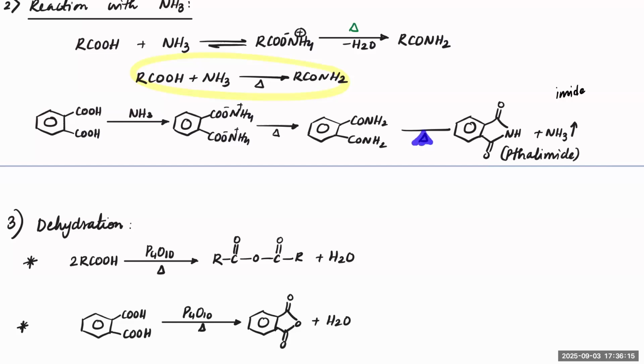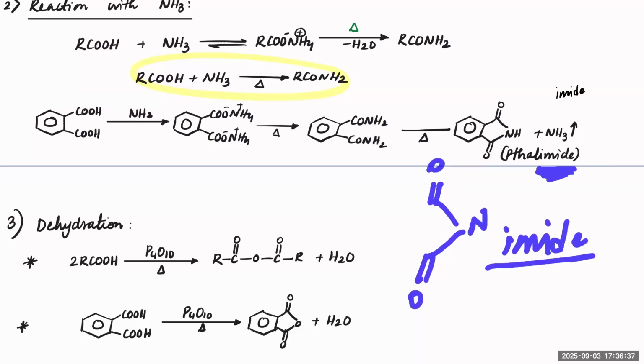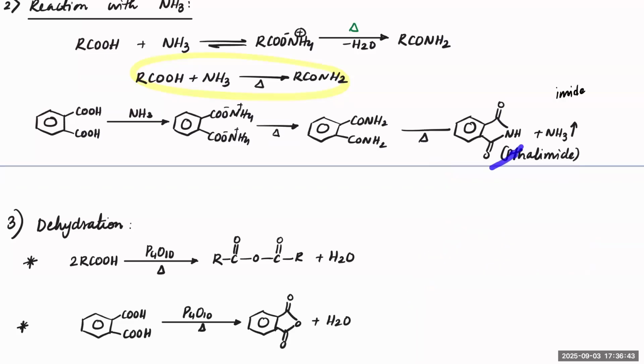Now, if you heat further, here also NH2 and hydrogen will come out as ammonia and nitrogen will link here. So that means you will have a nitrogen with two connections, to double bond O and double bond O. This is called imide. This is called imide connection. So the phthalamide has now become phthalimide. So this is phthalimide. Remember that. This is phthalimide. Clear, beta? Phthalimide has a lot of applications, so better you remember what is the exact structure.